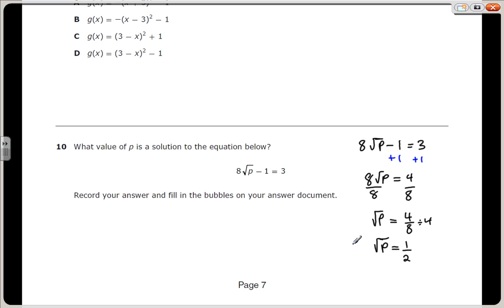Alright, to finally get p by itself, I need to do the opposite of square root, which is square. So I square this, and I square that, and then I'll have p equals 1 squared over 2 squared. Square the top and the bottom, which is 1 over 4. So the answer p in this case is equal to 1 over 4. Okay? Alright, now let's move on to the next example.